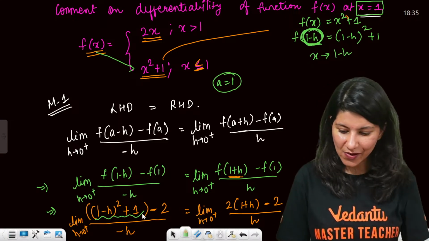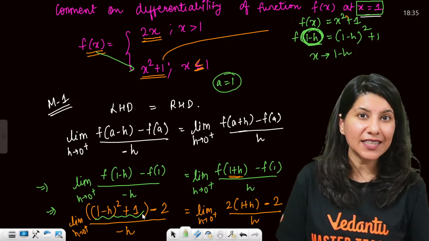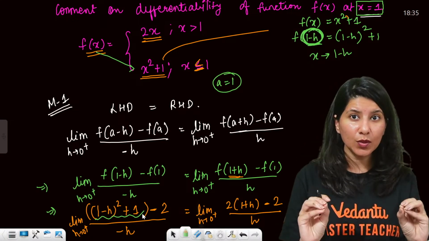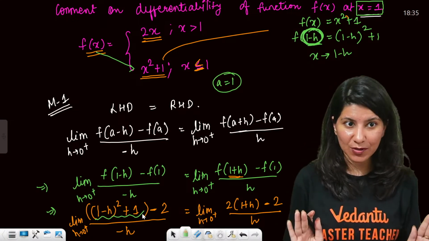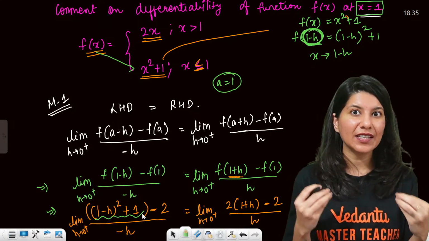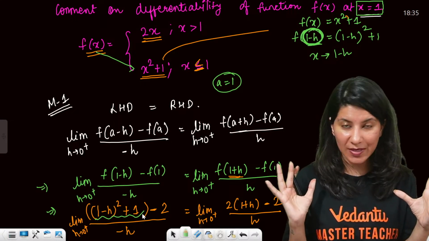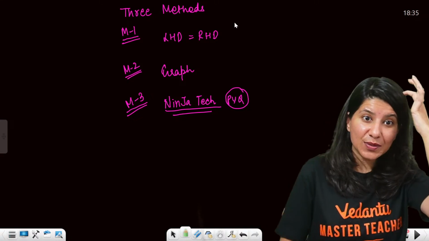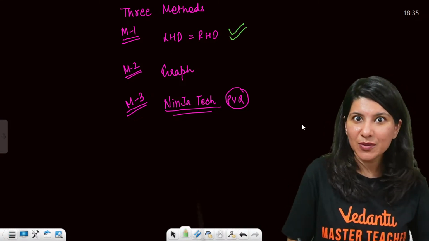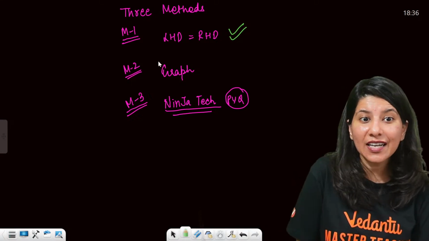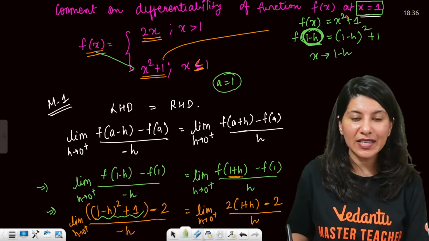Even if you're not getting this method, I have told you this method because I want you to understand all the concepts. Although method number 1, we will very rarely use for your KCET examination, because I told you which method we are going to use. So this is done. Method 1, LHD equals to RHD, done. Your function is differentiable. Now the second method, graphical method. Are we ready for it?